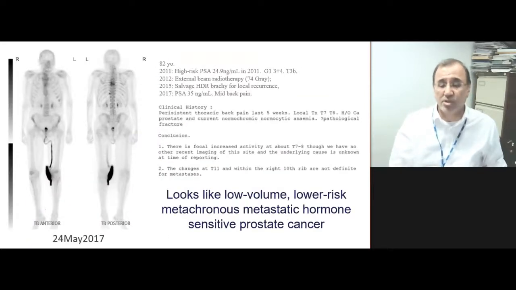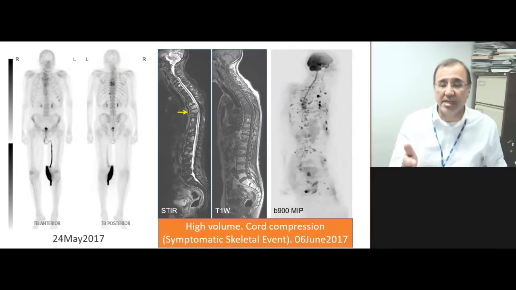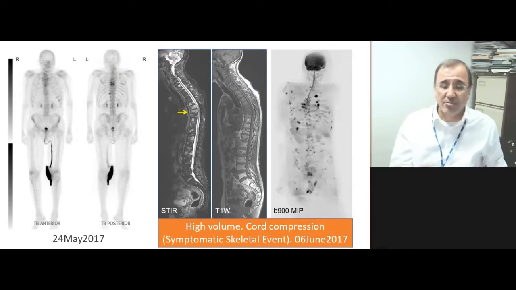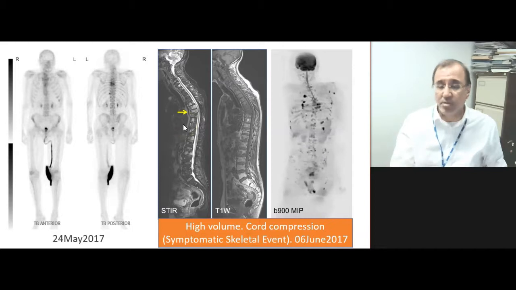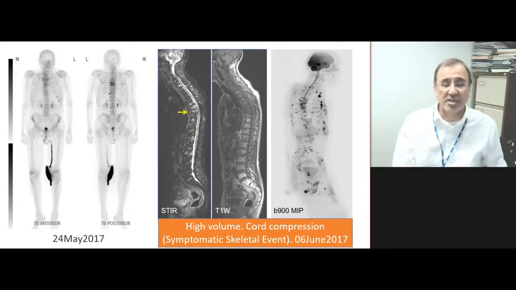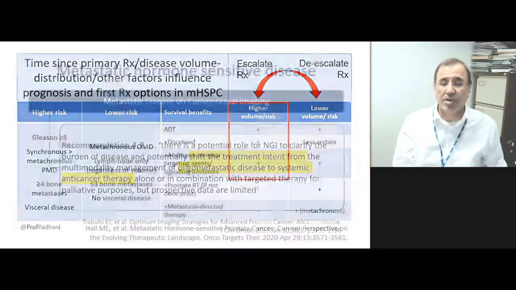So here's a man who looks like he has low volume, low risk, metachronous, metastatic, hormone-sensitive prostate cancer. He seems to just have a few deposits in the axial skeleton. However, if we do next-generation imaging, you can see he has high volume, high risk, metastatic disease with a spinal cord compression. So this is an example of stage migration that we discussed previously. So he's gone from a de-escalated therapy to an escalated therapy, and in fact he got ADT plus docetaxel therapy.